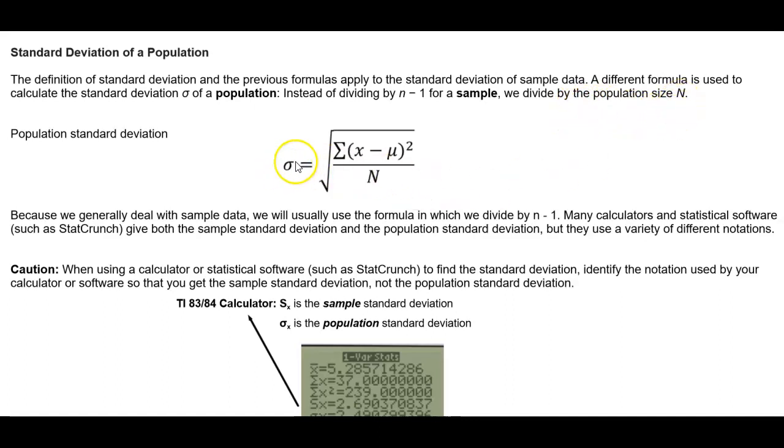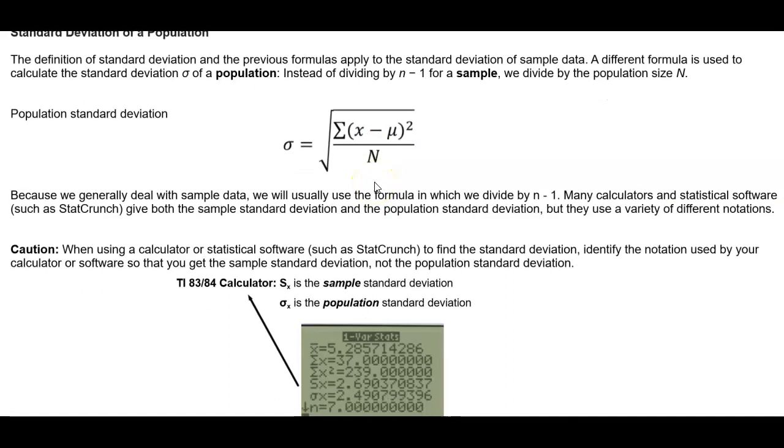And here's our formula. The population standard deviation is equal to the square root of the sum of the quantity of the data value minus the population mean, squared, divided by the population size. Now, because we generally deal with sample data, we will usually use the formula in which we divide by n-1.